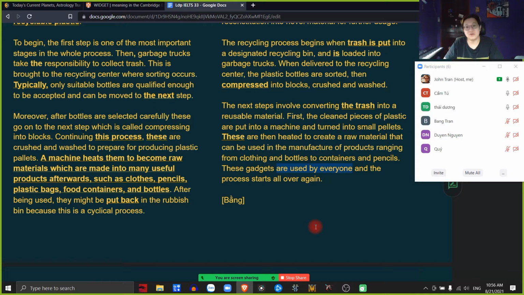And the process starts over again. You did not mention why and how they start over again. Is it because they throw it into the trash can after they use it? Is it because it's broken and they throw it away? You did not mention. You need to make it clear over here, okay? This is not clear.